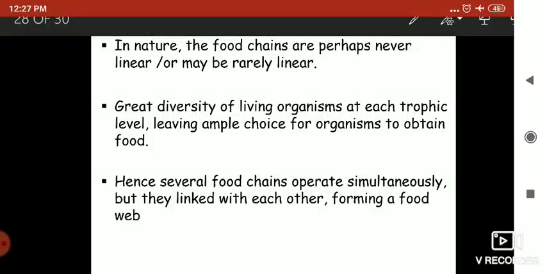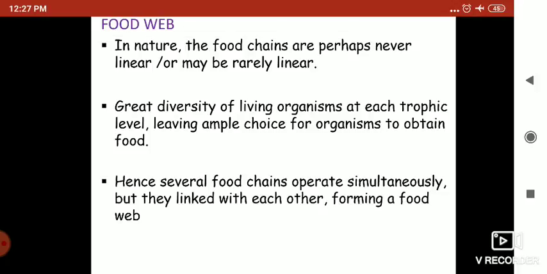Hello, my dear students. Today we are going to discuss a very basic but interesting topic of ecosystem ecology, and this is all about food webs. Before we start discussing the concept of food webs, let us first try to explain some of the drawbacks of food chains. What are the drawbacks of explaining energy and matter flow in natural ecosystems with the help of food chains?